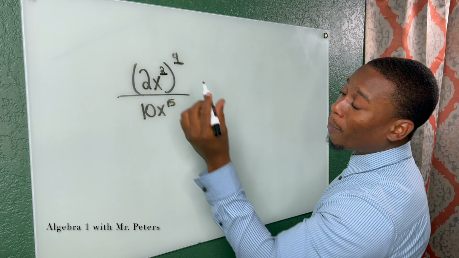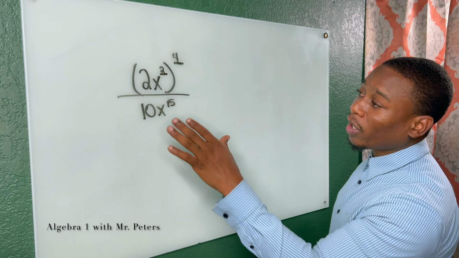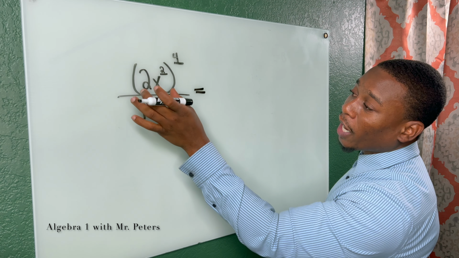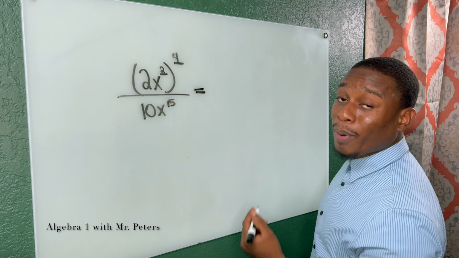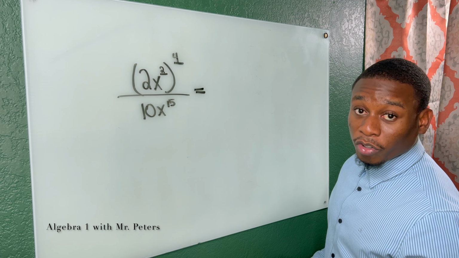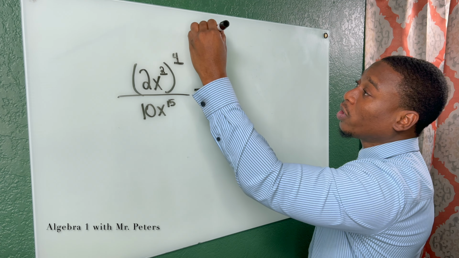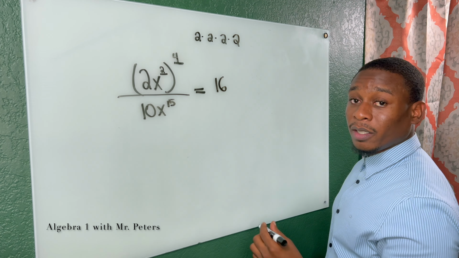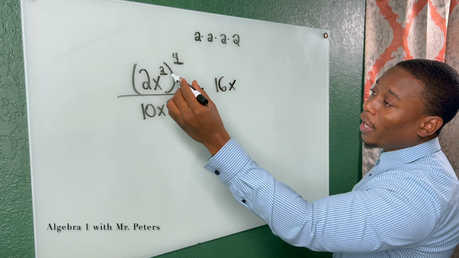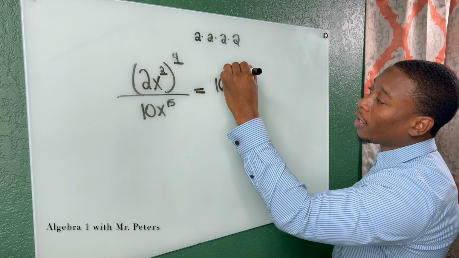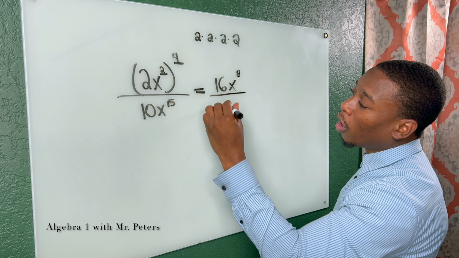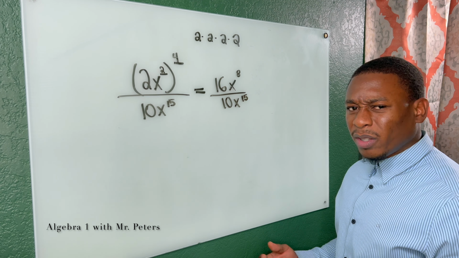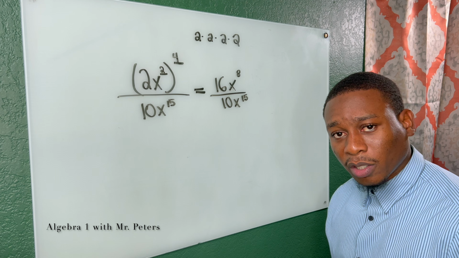So we're doing a power to another power, meaning we're raising an exponent to another. So to solve this, I need to take everything inside here to the fourth power. So 2 to the fourth power, right? We do 2 times 2 times 2 times 2, we're going to get 16. And after I multiply my exponents 2 and 4, I'm going to get x to the 8th power all over 10x to the 15th.